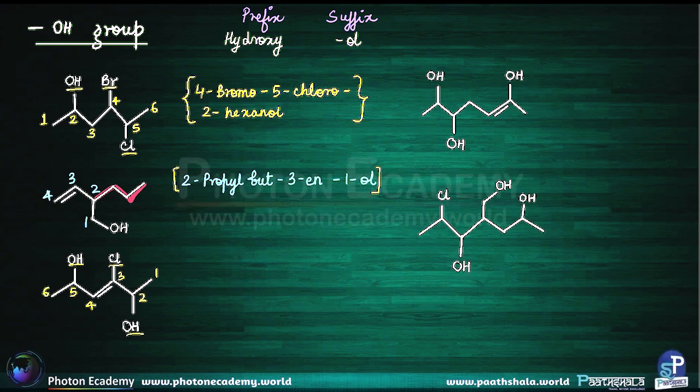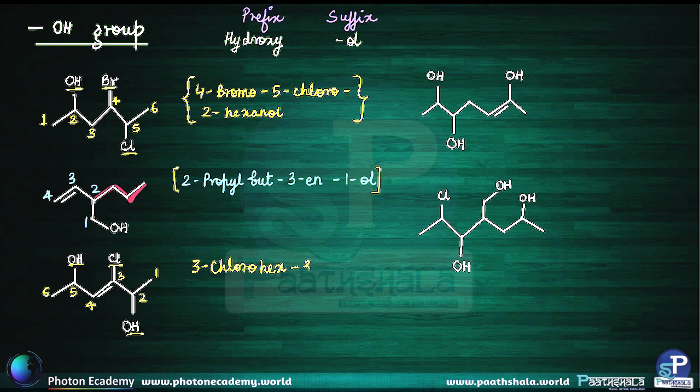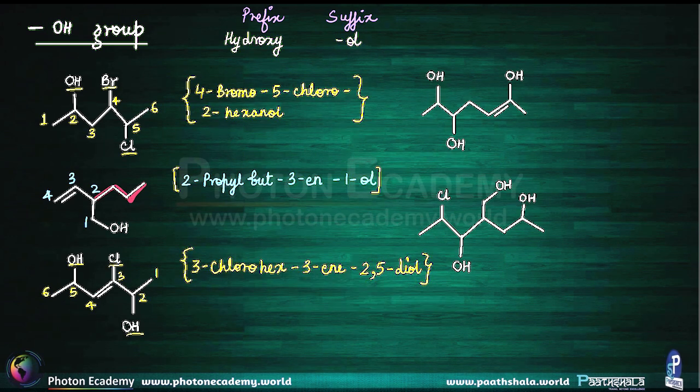Moving on, at 3 we have chloro, so we write 3-chloro. Then we have the principal chain, that is 6 members, so we write hex, 3-chlorohex. At 3 we have ene, that is the double bond involved, and then we write 2,5-diol. That is how we name this particular compound. 2 OH present, so therefore diol.